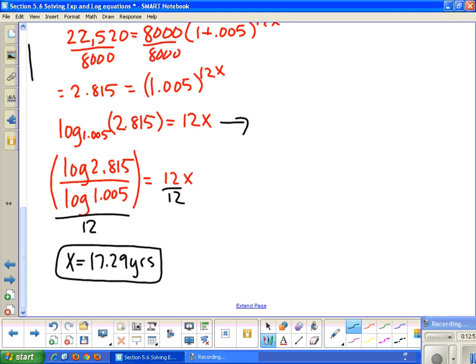Right here, I could solve that a different way. So for this one I have 2.815 equals 1.005 to the 12x. Since they're not the same bases, I can just go ahead and take the log of both sides because that doesn't change your equation.